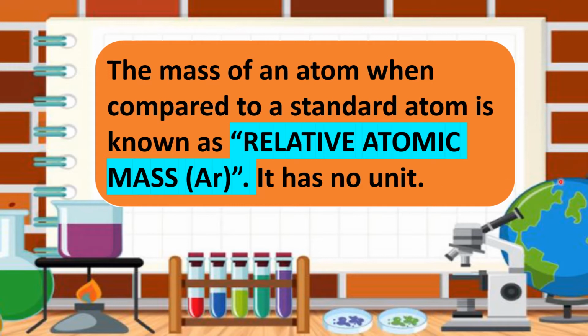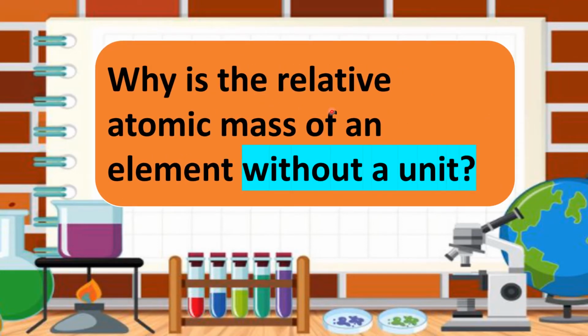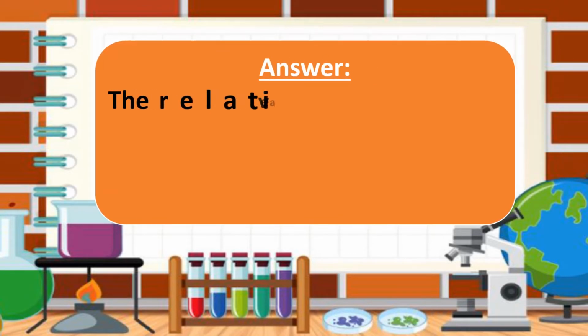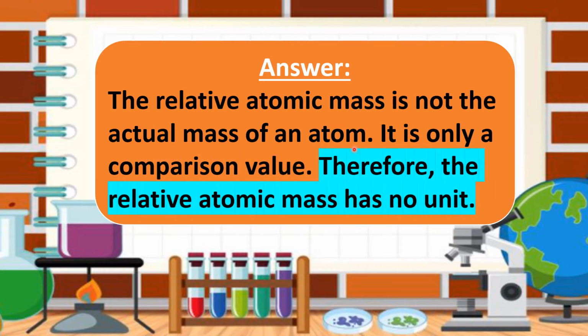So what do you think is the reason why there is no unit for the relative atomic mass? Why is the relative atomic mass of an element without a unit? What do you think is the reason? Okay, so this is the reason. The relative atomic mass is not the actual mass of an atom, because no one knows the exact or the original mass of an atom. That is why it is only a comparison value. Therefore, the relative atomic mass has no unit.